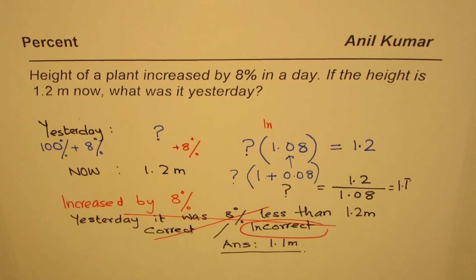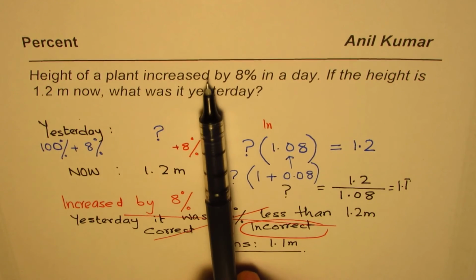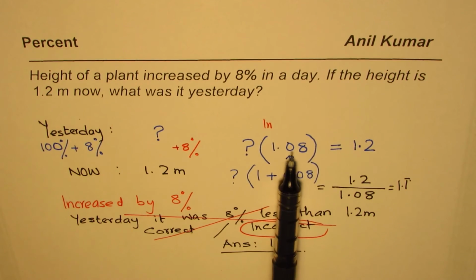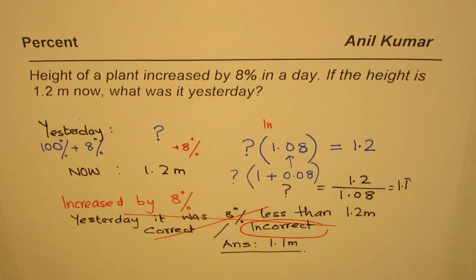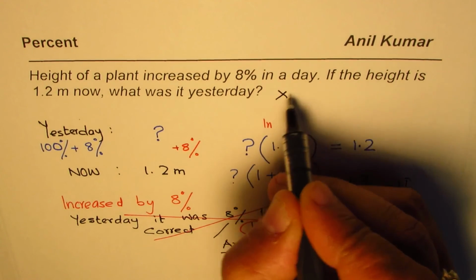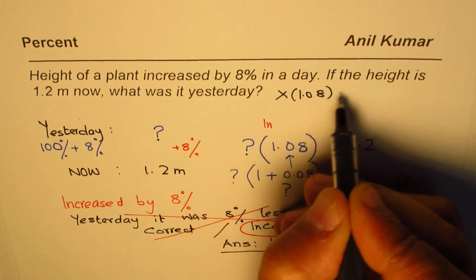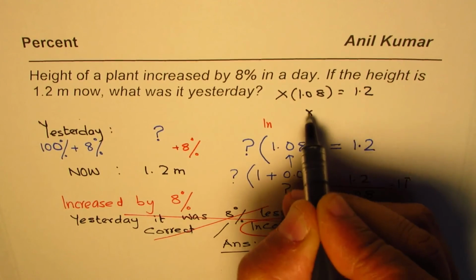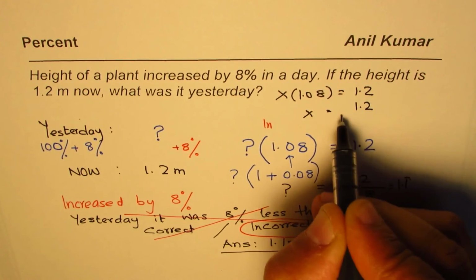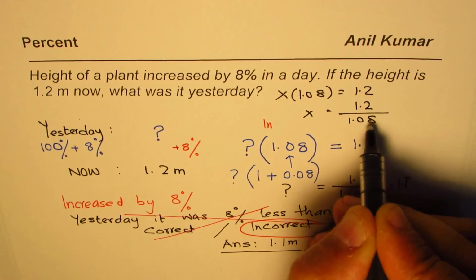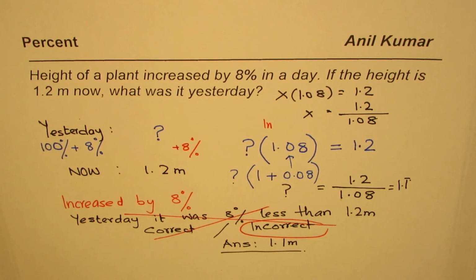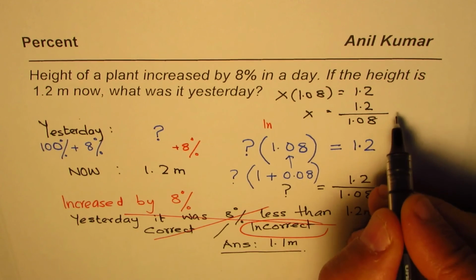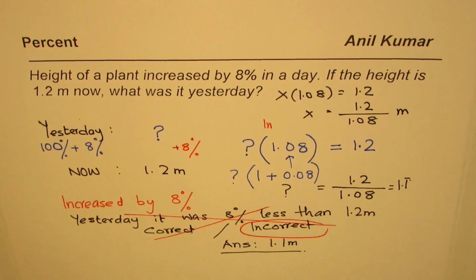The straightforward way of doing this is to take a number increased by 8% and equate it to 1.2, right? So you could also do it like this: x times 1.08 equals 1.2, and x is equal to 1.2 divided by 1.08. Done. So that is how you easily solve this question. And don't forget to write the units, which is meters in this particular case.